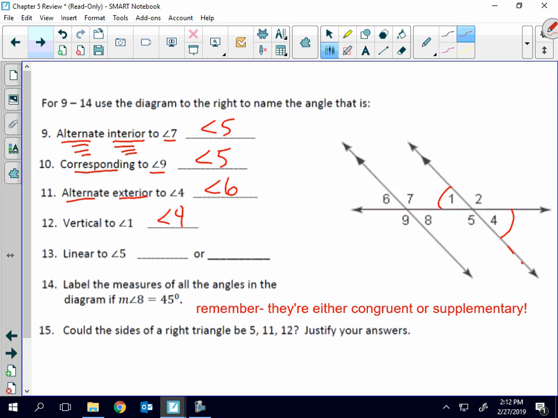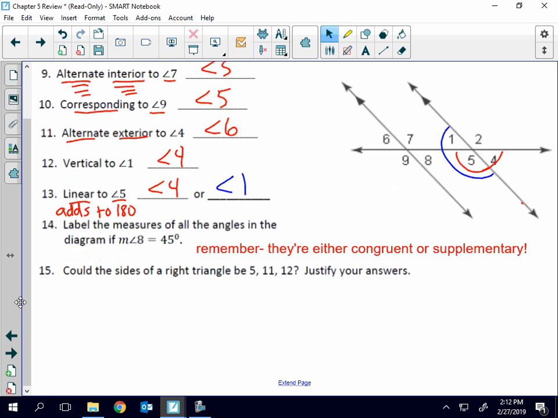And lastly, for this type of question, we want a linear pair with angle 5. Linear means it adds to 180, right? And next to it, and next to it. So here's angle 5. Two angles will form a straight line with 5. 5 and 4 make that one straight line. So 4 works. Or I could do 5 here and 1 that makes the other straight line. So angle 1 would be our other option.